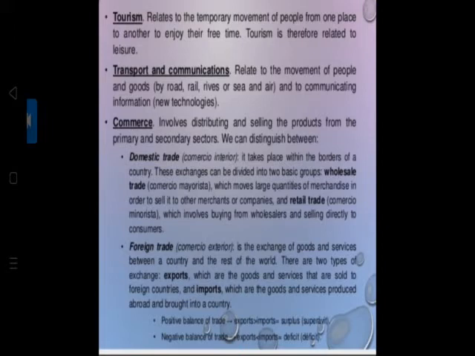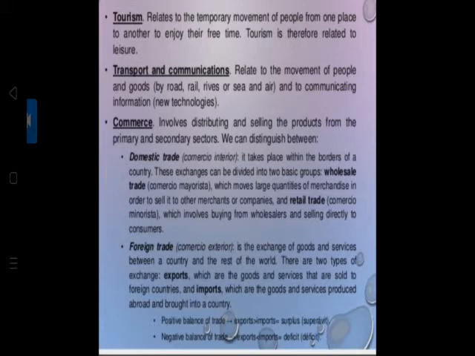Foreign trade. Now this is the exchange of goods and services between a country and the rest of the world. There are two types of exchange, exports and imports. I have also spoken about this in the last lesson. Exports are the goods and services that are sold to foreign countries. We sell a lot of products to foreign countries and it gives us revenue. There are imports also happening, which are goods and services produced abroad and brought into the country.